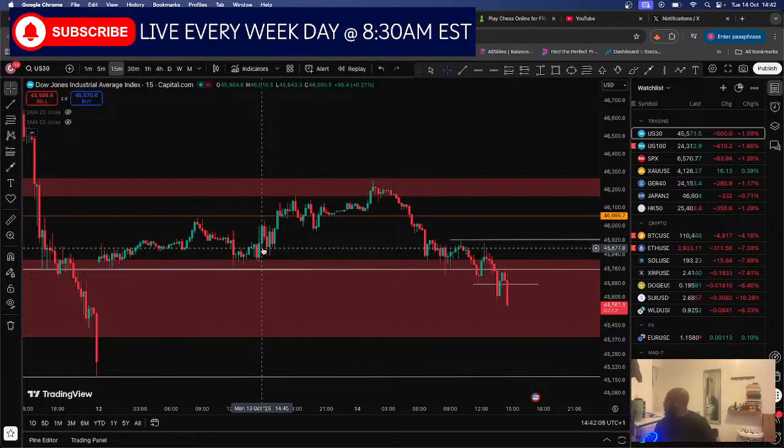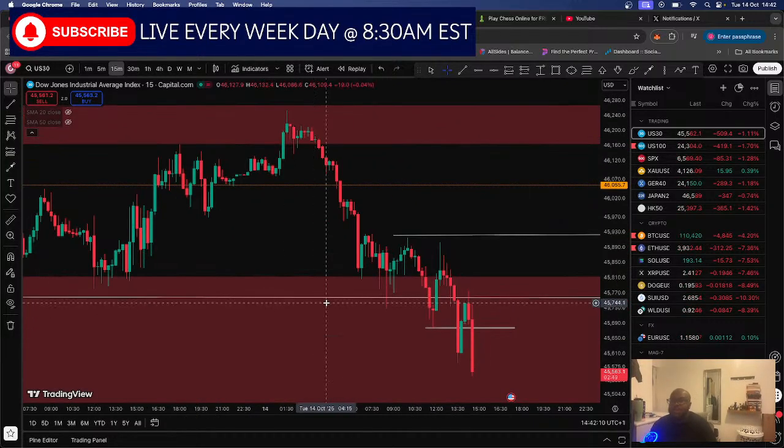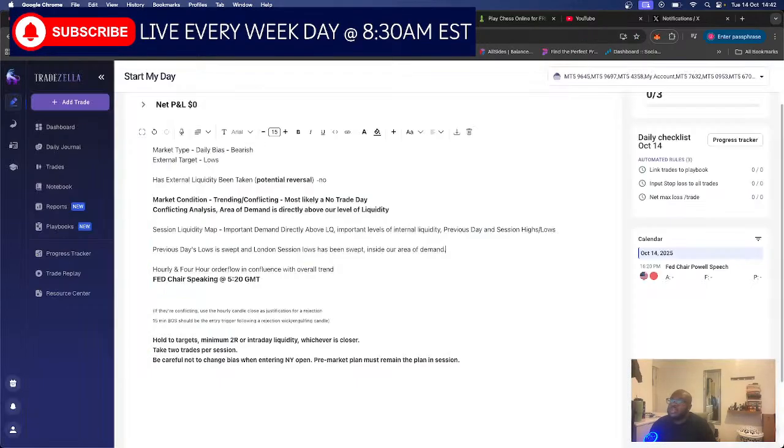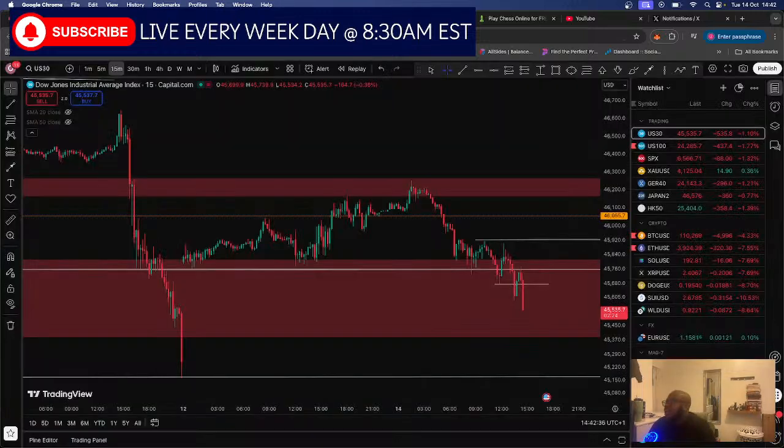Alright, so we've been unable to actually see any meaningful buying pressure come back into the market. The market just continues to decline. For me today, I told you guys already, it's a no trade day. You have conflicting analysis. We've got the market trending lower. However, we've got an area of demand which is right above our external level of liquidity. And due to this conflicting analysis, this area right here, I'm not permitted to take any trades into the downward direction. I'm not allowed to sell into an area of demand.